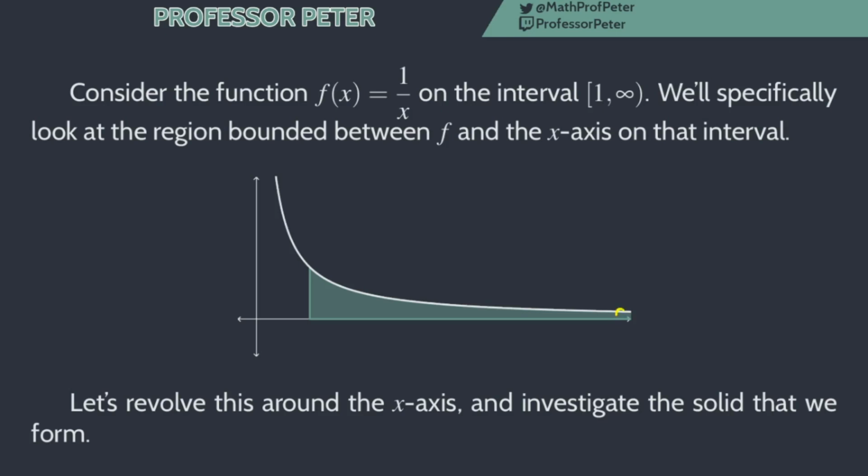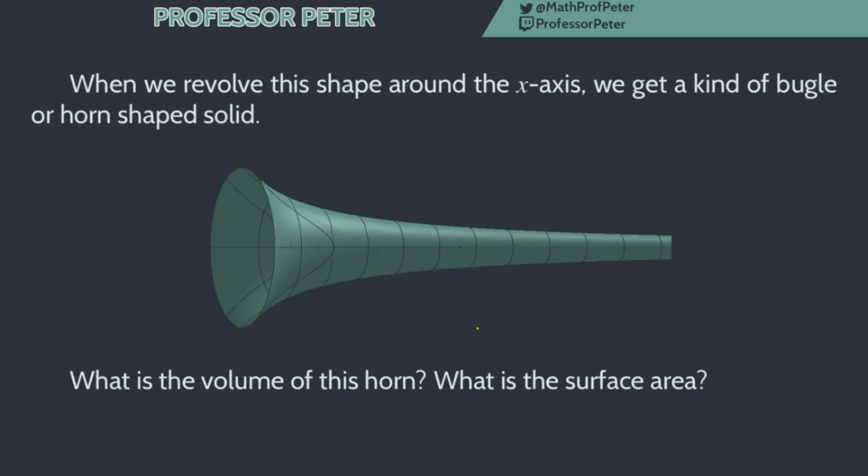What we're going to do instead is revolve this shape around the x-axis and create some sort of a three-dimensional solid. The way that we're going to do that is by imagining the ghost or the shadow that this region leaves behind as we revolve around the axis. Here's what we've got. We get this kind of bugle-y trumpet shape, which makes sense when you think about the name of it, Torricelli's trumpet or Gabriel's horn. So the questions are, what's the volume of this horn, and what's the surface area of this thing?